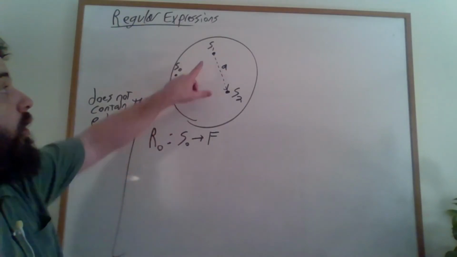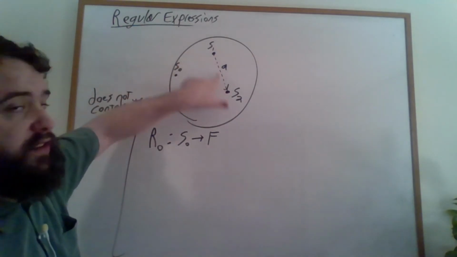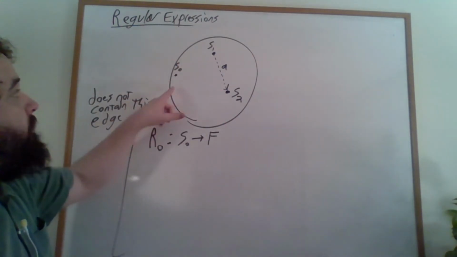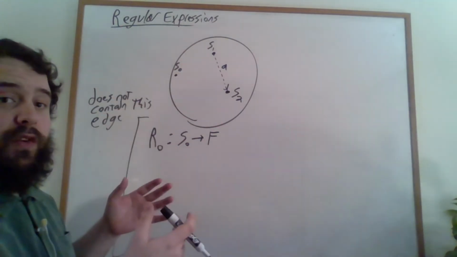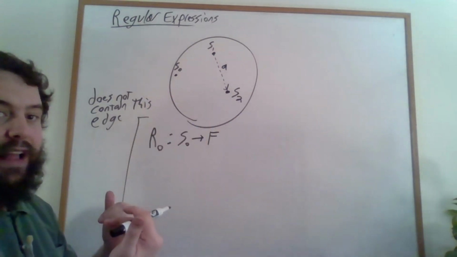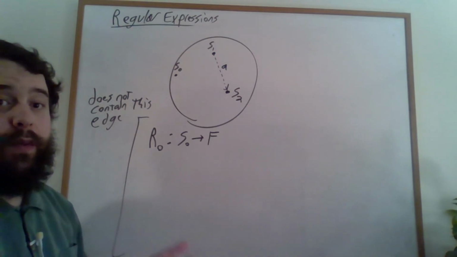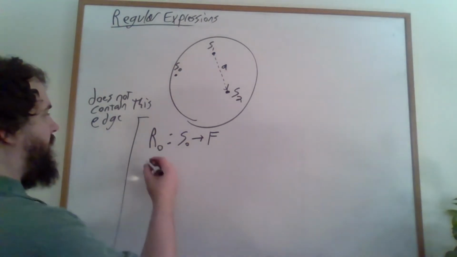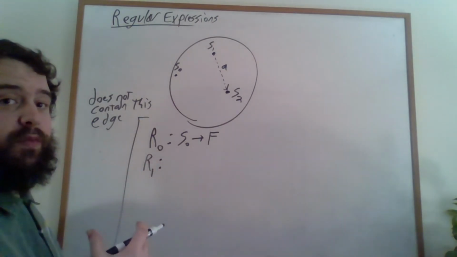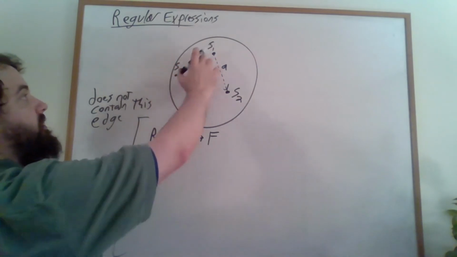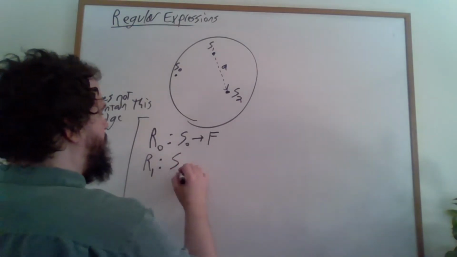Because this graph is also missing this edge, right? Remember, we want paths from S0 to S1 that don't pass through this edge. Because this graph doesn't have this edge in it, it's also going to be a graph with one fewer edge, and therefore it's something that's safe to recursively calculate the regular expression for. So let's call this R1. And I'm going to remind us that this is going to correspond to paths from S0 to S1, again, which do not contain this particular edge.